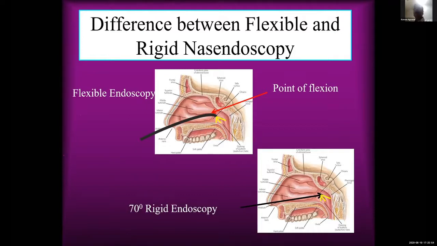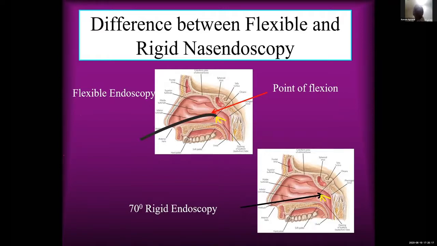endoscope so that you can visualize the velopharyngeal sphincter correctly. You can see it has been flexed at this point and thereafter the light emission goes up to the velopharyngeal sphincter and then we visualize. So it requires a little bit of manipulation of the flexible endoscope.